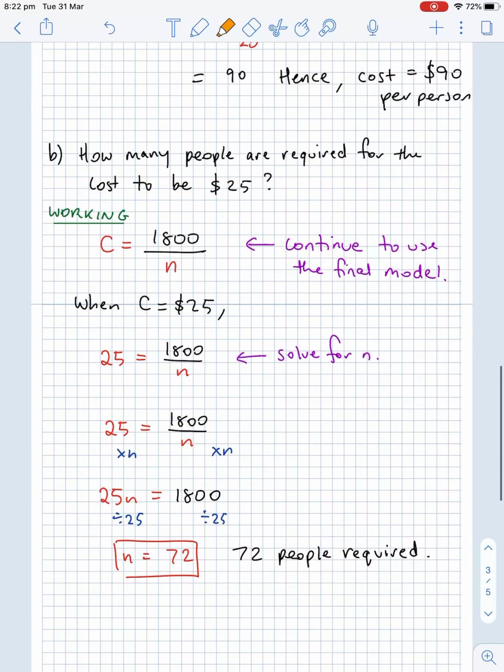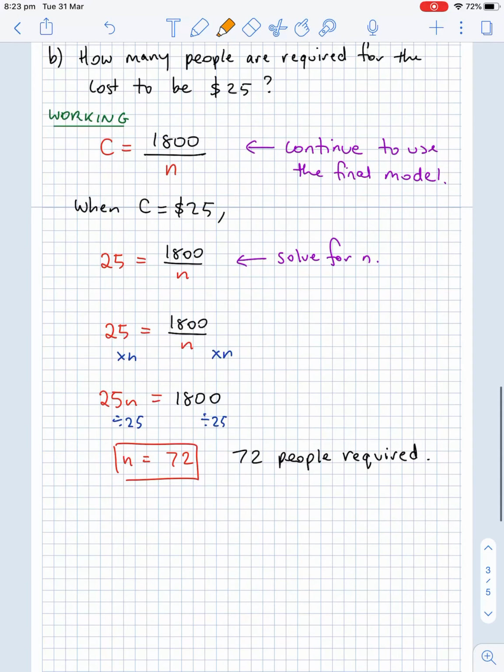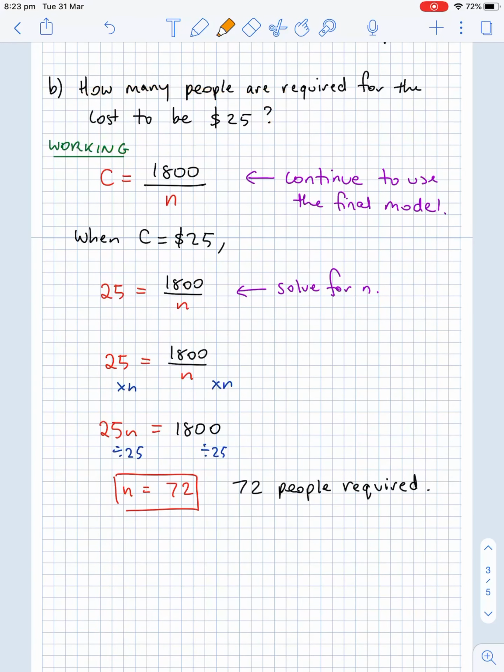Question B, how many people are required for the cost to be just $25 each? So we're still doing some more estimation. We're figuring out how many people. So we want to figure out our value for N, our number of people. So we use our model where we've still got our K changed to 1,800. So we want the cost to be $25. So our C changes to $25.